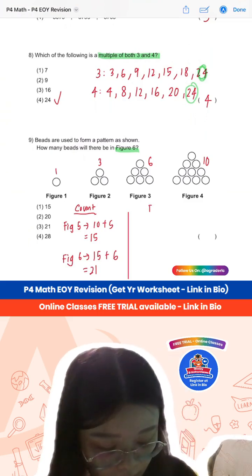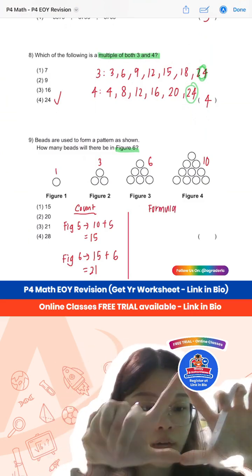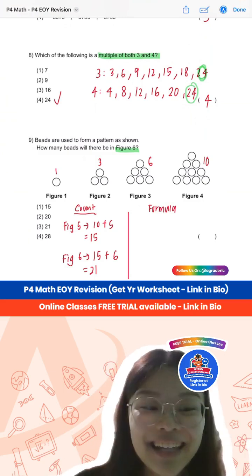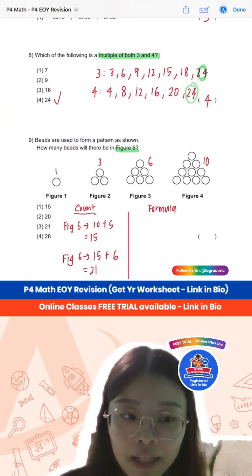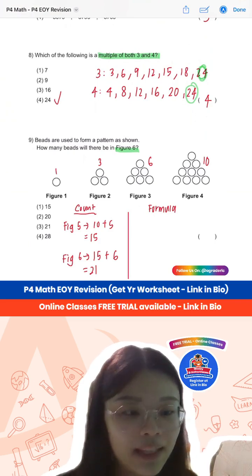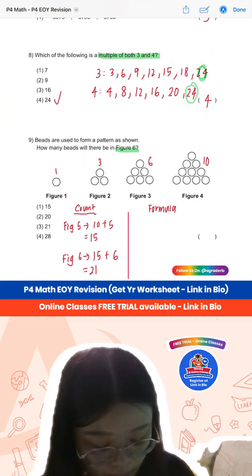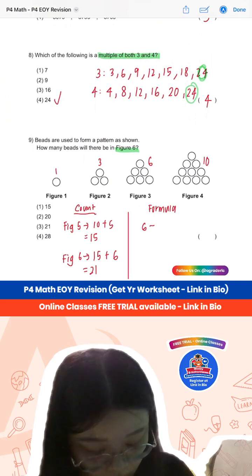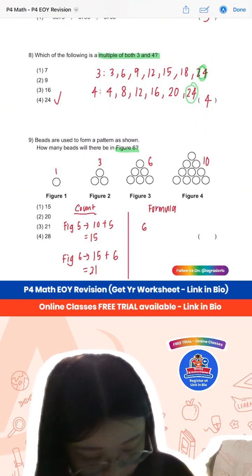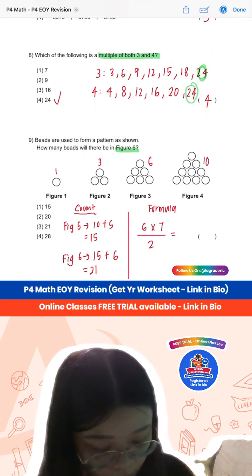Another way is there's actually a formula when things are placed in a triangle pattern. Yes, White Lilies, you are writing the formula here for us. Thank you. Figure number times figure number plus 1, and then we divide by 2. Since we are looking for figure 6, it will be 6, and the next number will be the number after 6, which is 7. So 6 multiplied by 7, and then we divide by 2. This is 42 divided by 2, which gives us 21.